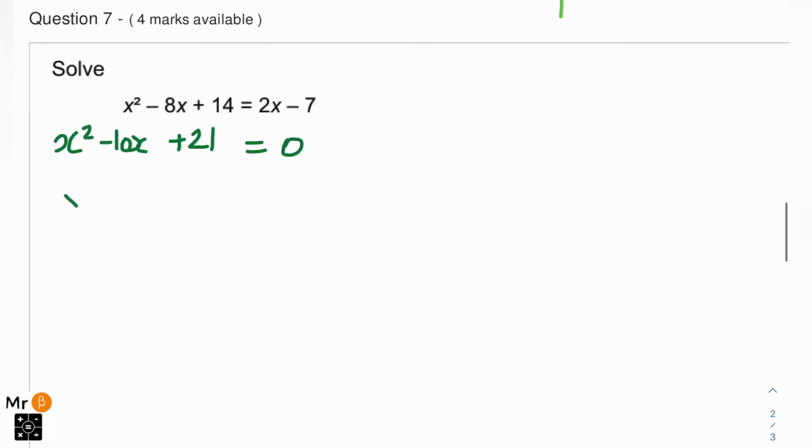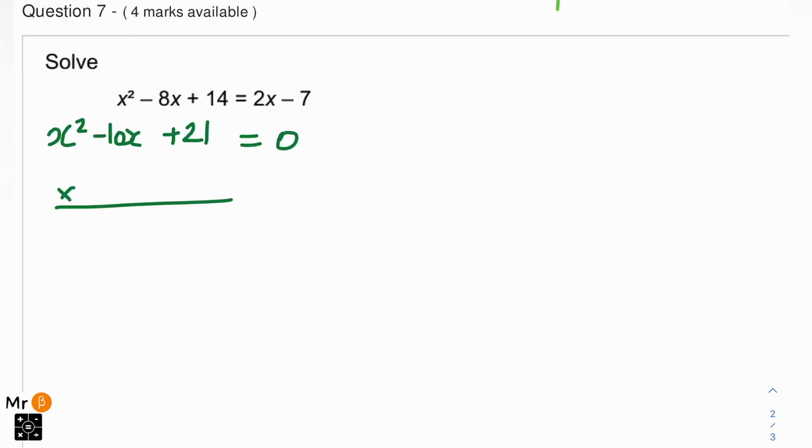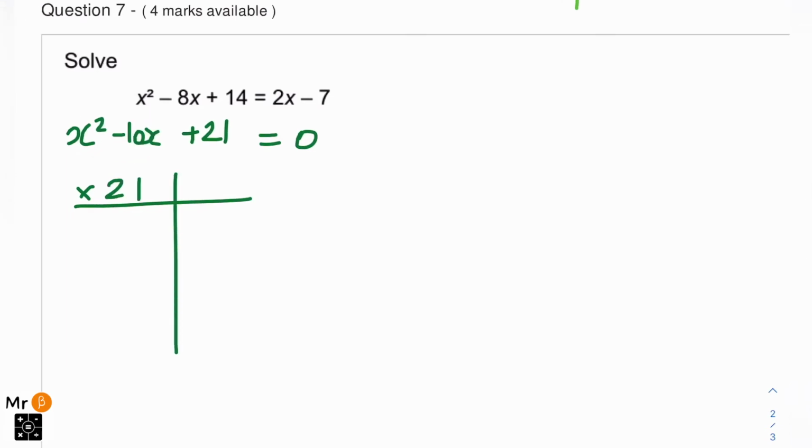We now factorise and solve like we've previously done. So we are timesing to make 21, and we're adding to make negative 10. So we know we're timesing to make a positive number, and we're adding to make a negative. That tells you that both numbers have to be negative. So we've got negative 21 and negative 1, negative 7 and negative 3.